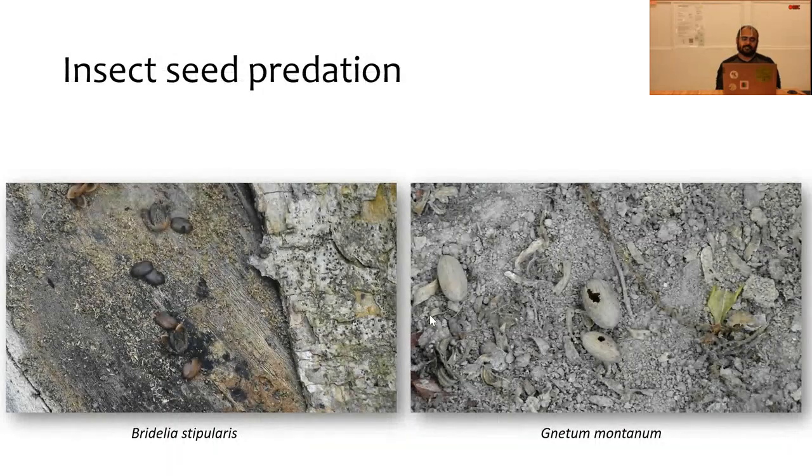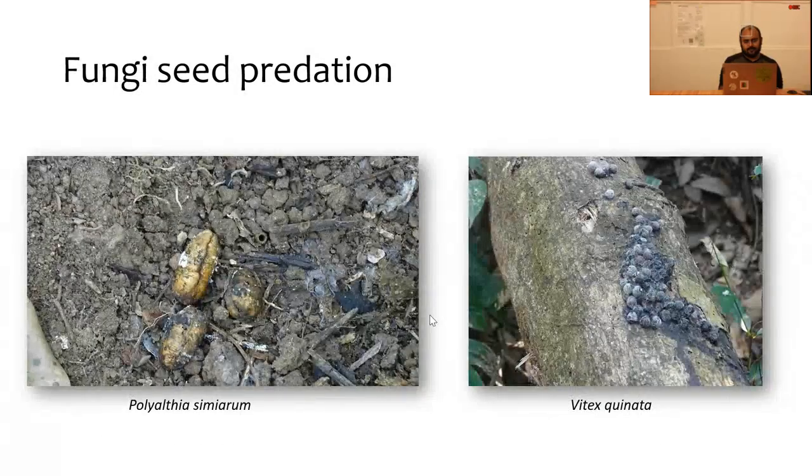So here are some photos. This is insect predation you see from the scat. Some insects, like beetles, come and make a hole in the seeds, and then they lay eggs inside. The caterpillar will eat all the endosperm inside, and then they come out. That's how some insects predate those seeds. Sometimes I find fungus also predates the seeds. You find a whitish outgrowth, which is generally a fungus, and after some time you find that the seeds have gone bad.